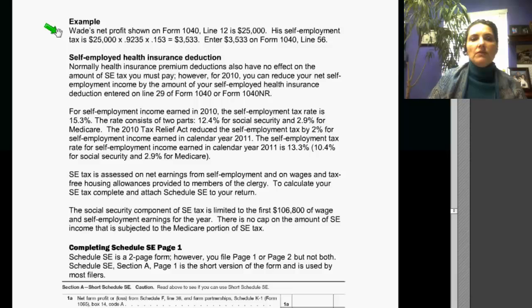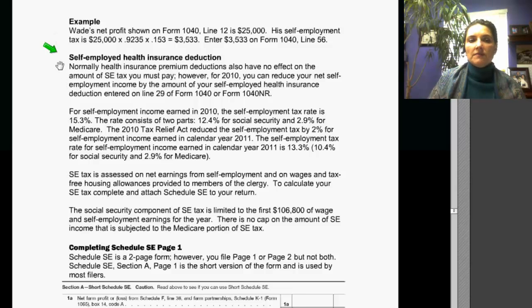And here is an example. Wade's net profit shown on Form 1040, line 12, is $25,000. His self-employment tax is $25,000 of net profit multiplied by 0.9235 multiplied by 0.153, and that equals $3,533. Wade will enter $3,533 on Form 1040, line 56, as self-employment tax that he owes.